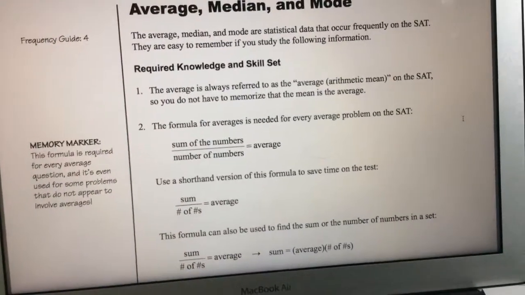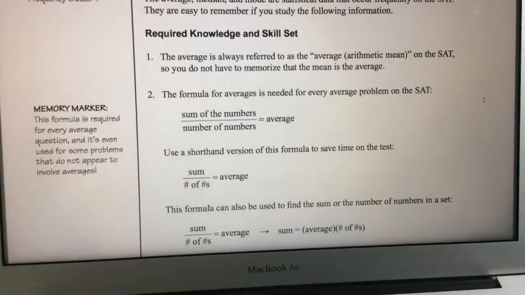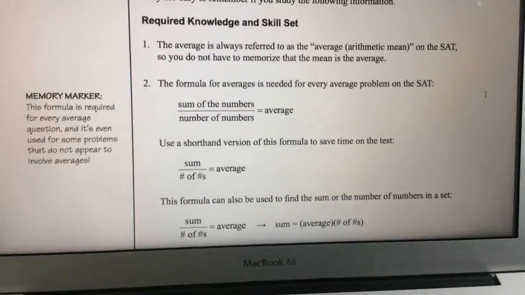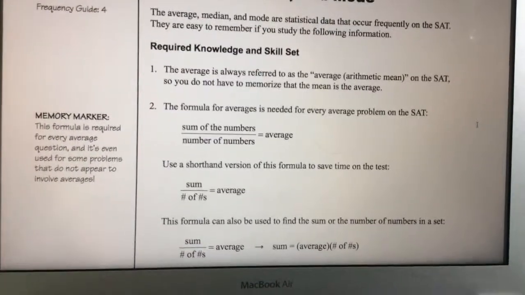The average: you say, okay, the sum of my numbers divided by the number of all my numbers. Okay, guys.